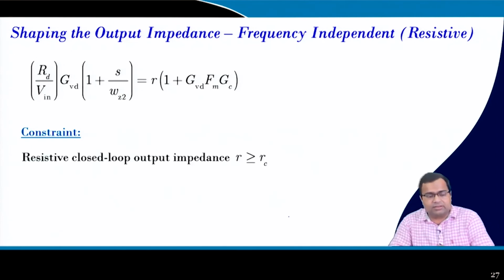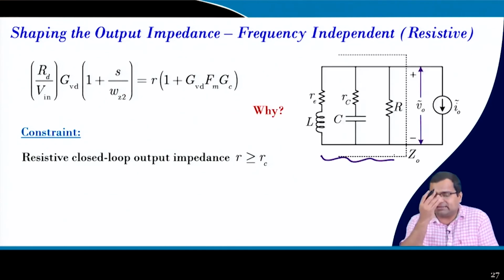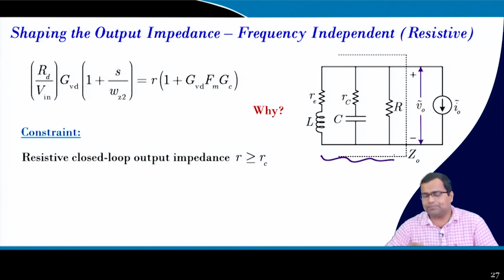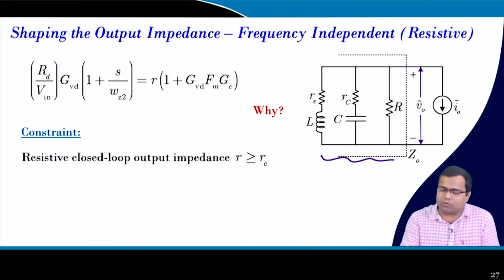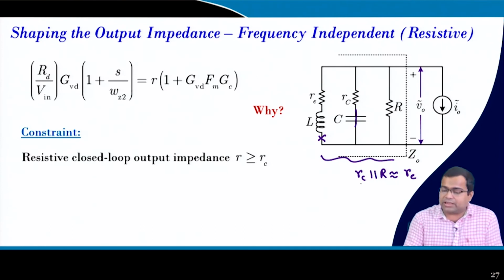Now, there is a constraint. What is the constraint? The resistive closed loop output impedance should be larger than or equal to the ESR. Why? Because the output impedance is a parallel combination of R, L and C. At very high frequency, the inductor will be open circuited and the capacitor will be shorted, so RC and R will be in parallel, which can be written as roughly RC if RC is very small. So, you cannot achieve an output impedance smaller than this, because this is the limiting factor.